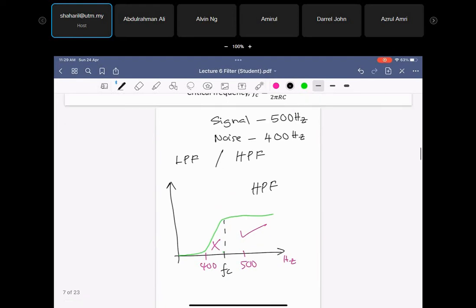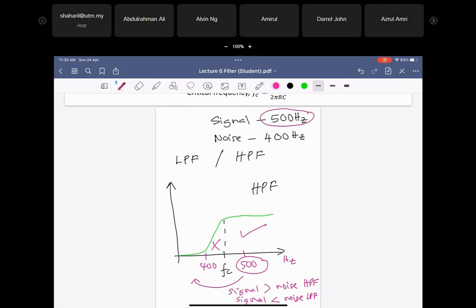Okay, so this is the example. So we will look into the signal first. So where is your signal located, right? If your signal located is more than the noise, so that means you need to use the high pass filter. If your signal is located on the left, you need to use the low pass filter. So this one, your signal more than noise, you can decide to use high pass filter. If the signal less than noise, you can decide to use the low pass filter. Right? That is the concept. Any question, guys?